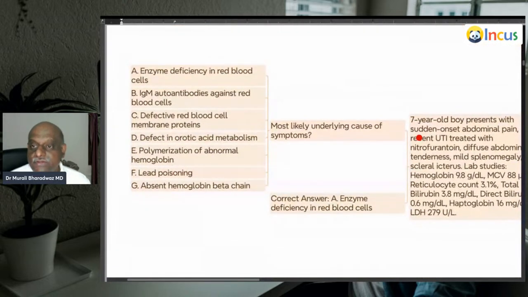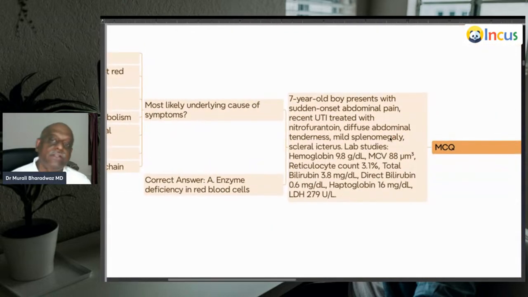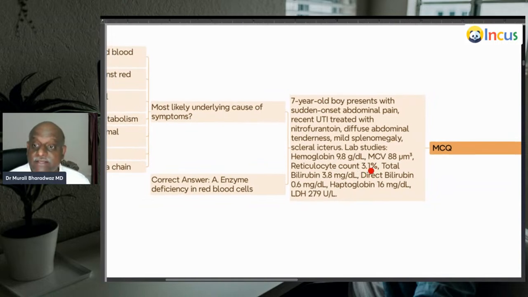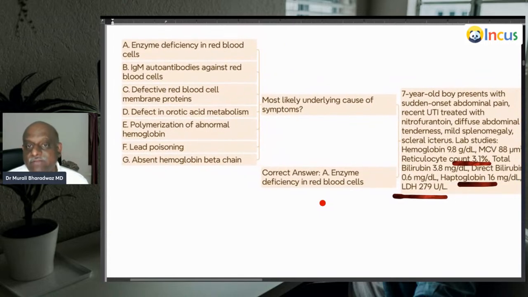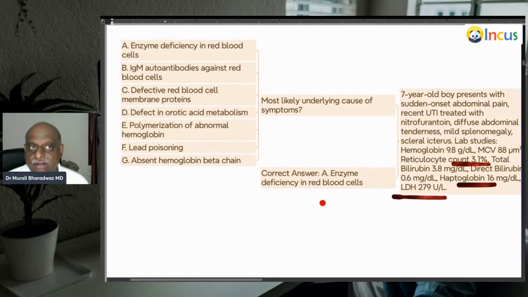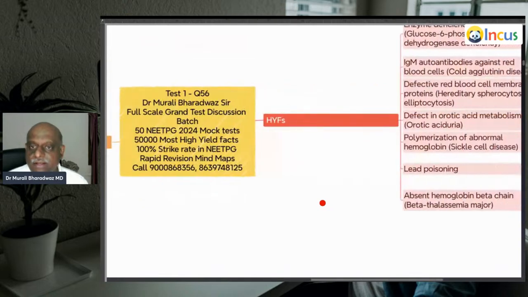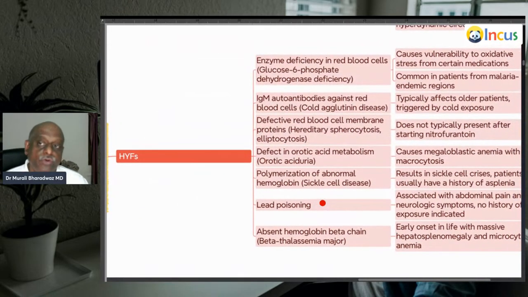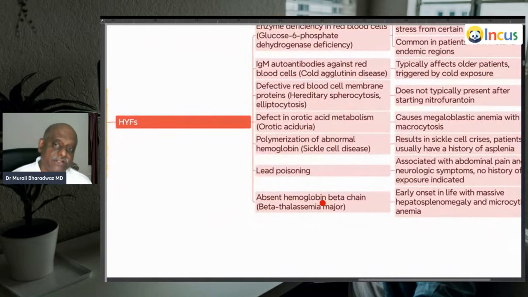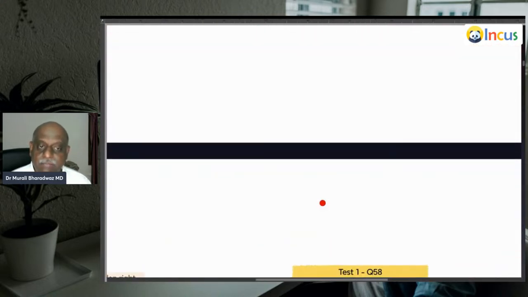Now, 7-year-old boy presents with sudden onset of abdominal pain, recent UTI, treated with nitrofurantoin. Reticulocyte count is 3.1%. Haptoglobin is 16, LDH is elevated. So, nitrofurantoin is one of the drugs that is known to lead to the development of hemolysis in those who are having G6PD deficiency, is what you need to remember.